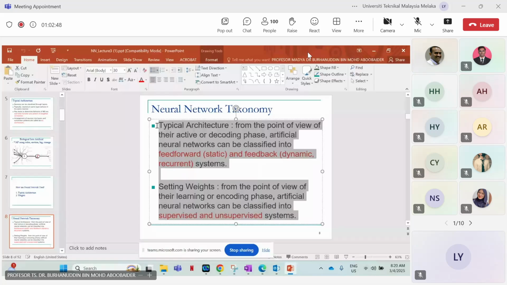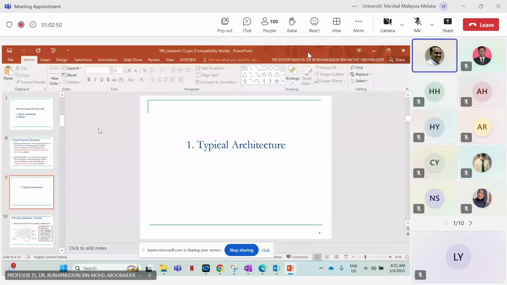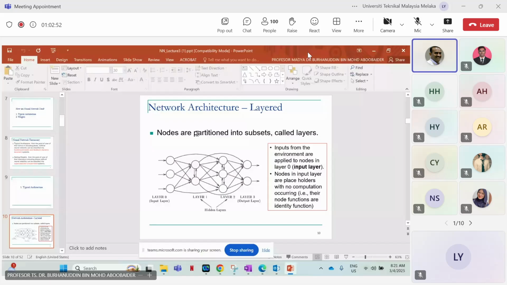All right. So this is the typical architecture. You can see nodes are partitioned into subsets, which are called layers. So we have layer 0, layer 1, layer 2, layer 3, right? In layer 1, this is the input layer.